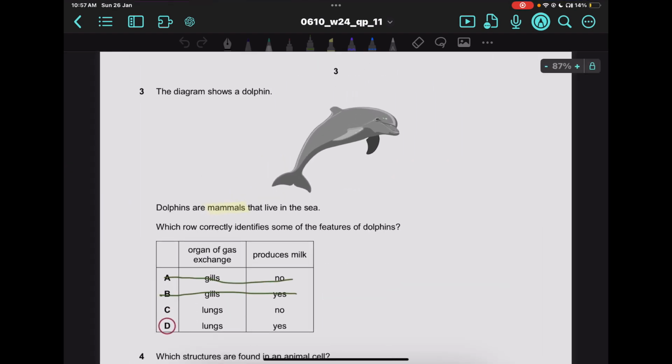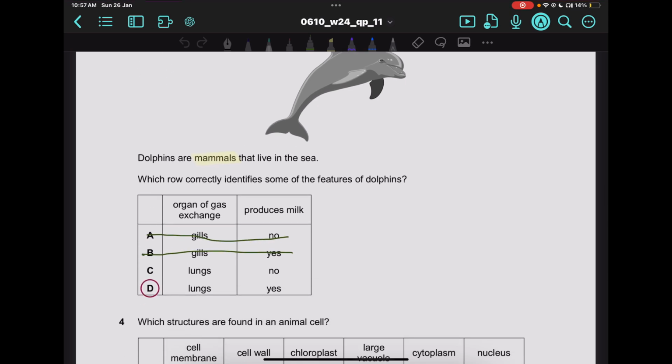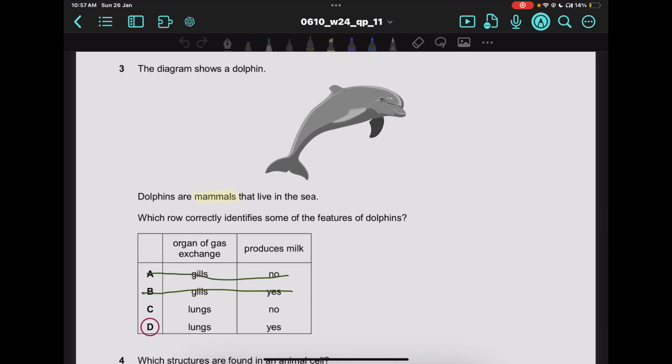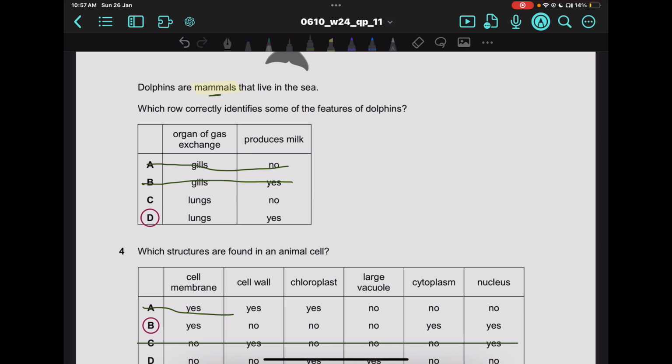Question number 3 says, dolphins are mammals. I have highlighted the word mammals because this is the key word of our question over here. Many students will get confused because they will think dolphin lives in the sea, it's a fish. No, they have specified that it is a mammal. So it will have lungs, not gills. And also it will produce milk because these are features of mammals. So the answer will be D.